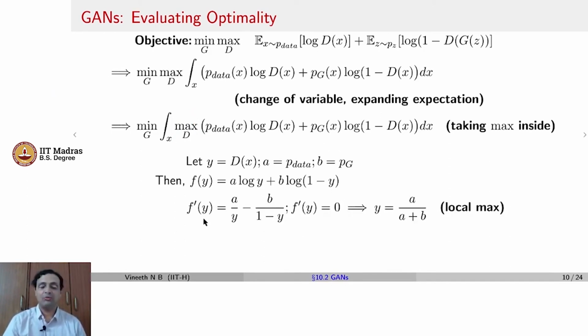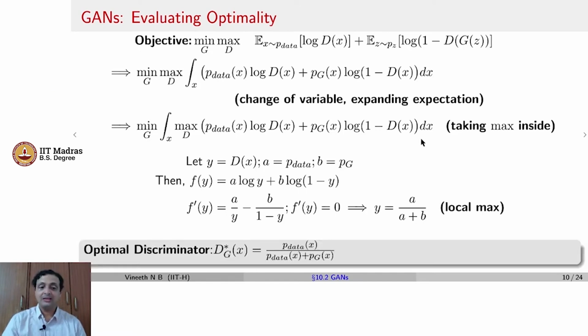F prime, or the derivative of f of y, is equal to a by y minus b by 1 minus y. That follows from derivatives of log y and log 1 minus y. And setting this to 0, we get that the maximum is obtained at y is equal to a by a plus b. What does that mean when we substitute back the variables? That the optimal discriminator, for a given x, has output p data of x by p data of x plus pg of x. Let's keep this in mind and continue to look at the objective. So that's the optimal discriminator.